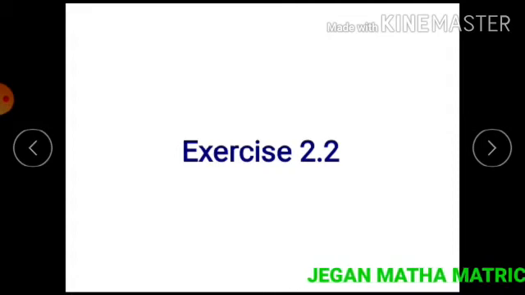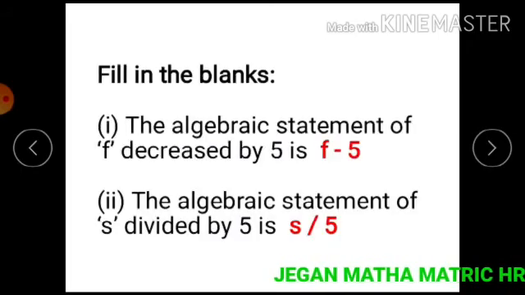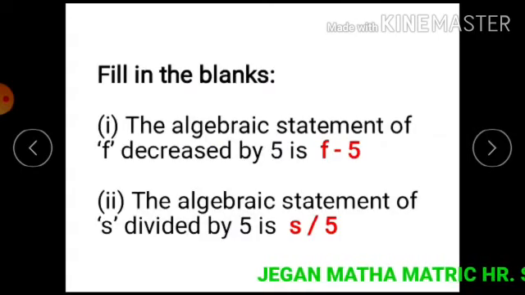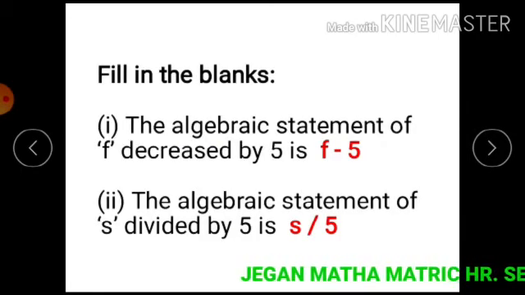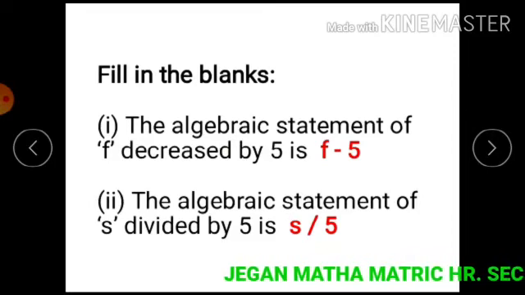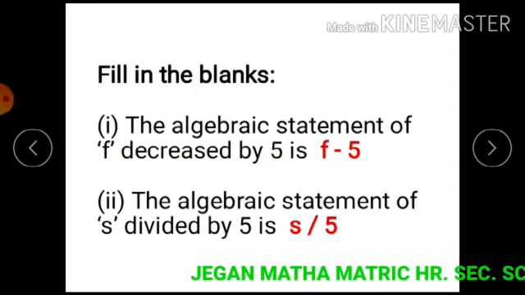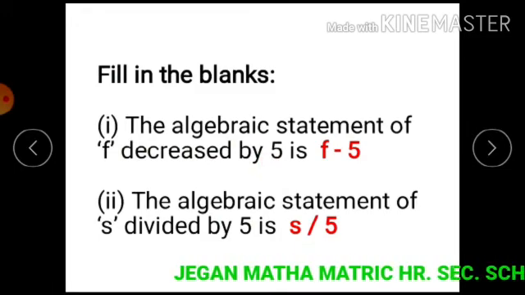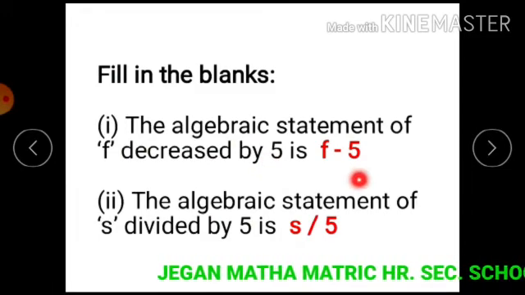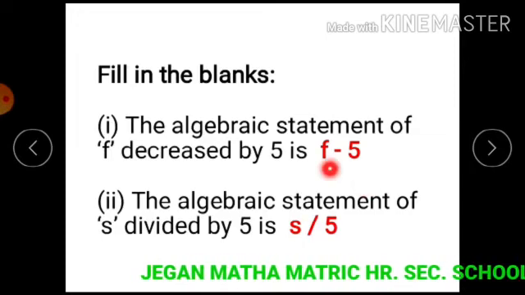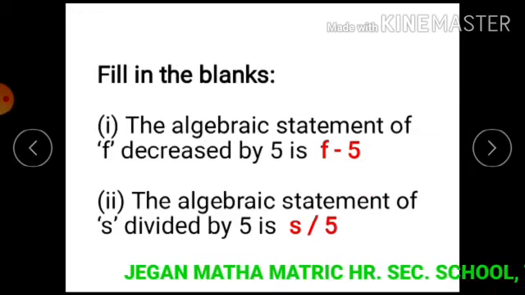Now we do the sums given in exercise 2.2. Question number 1, fill in the blanks. Subdivision 1, the algebraic statement of f decreased by 5. Here the verbal statement is given. Now we write the algebraic statement. f minus 5 is the answer.